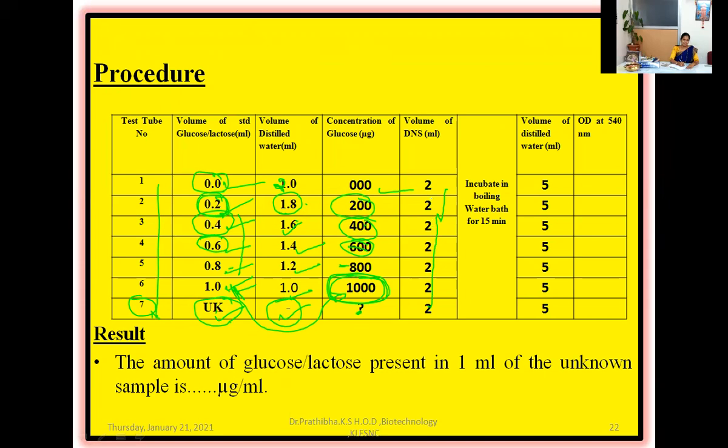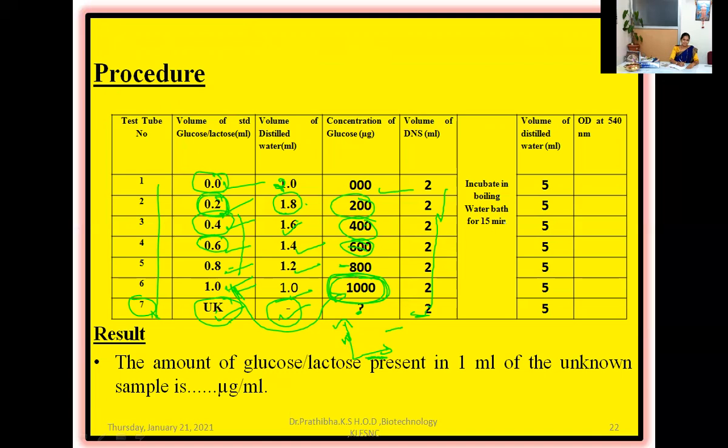In all the test tubes, we are going to add 2 ml of the DNS. Then incubate in a boiling water bath for 15 minutes. During the incubation, you need to plot the graph, x-axis and y-axis. On the x-axis, you are going to take the concentration of the glucose in microgram, and on the y-axis, you are going to take the OD.